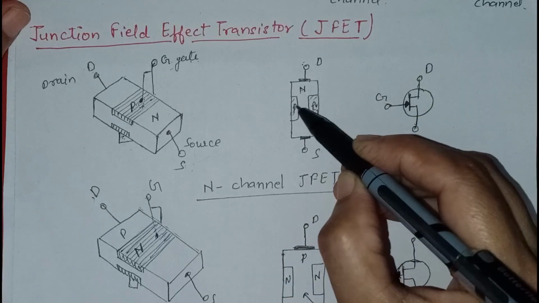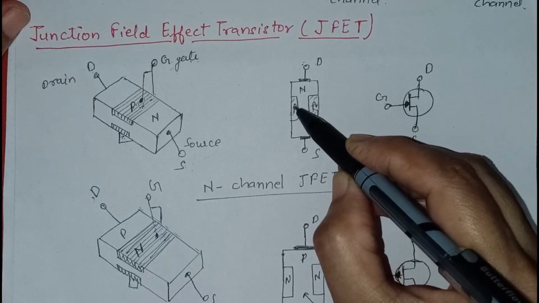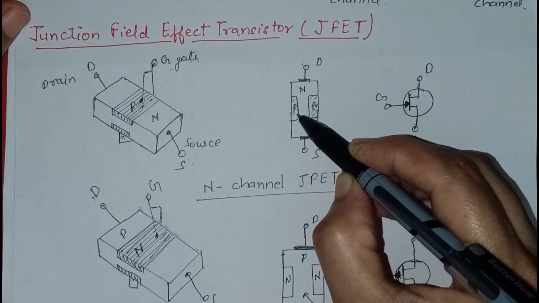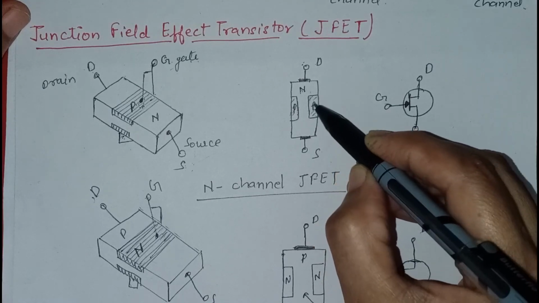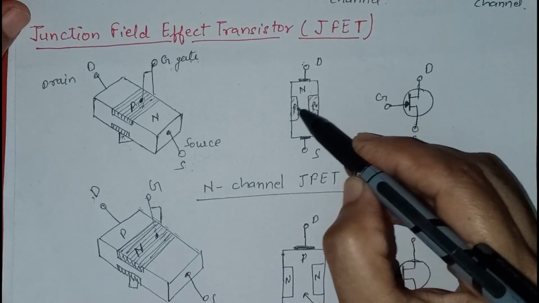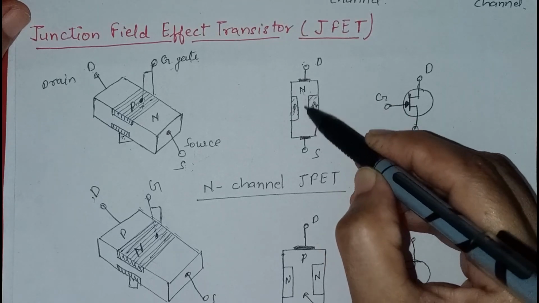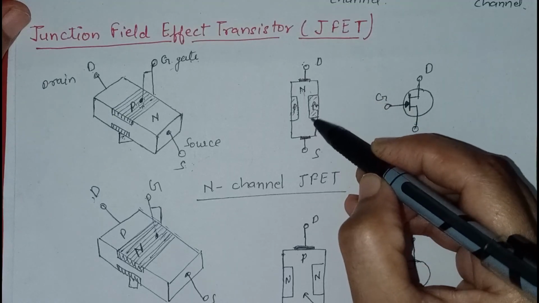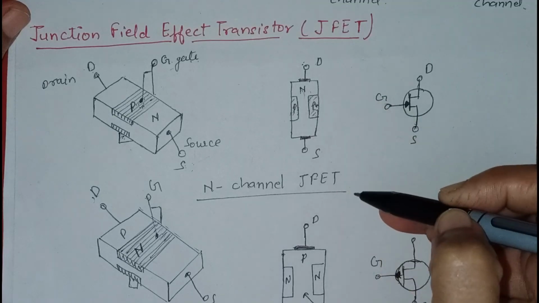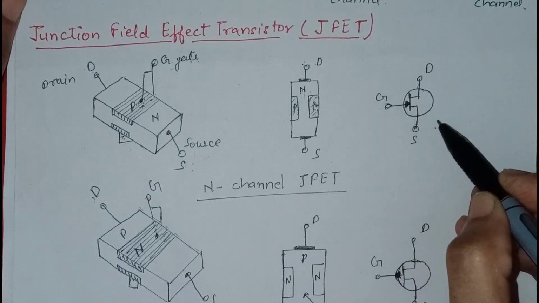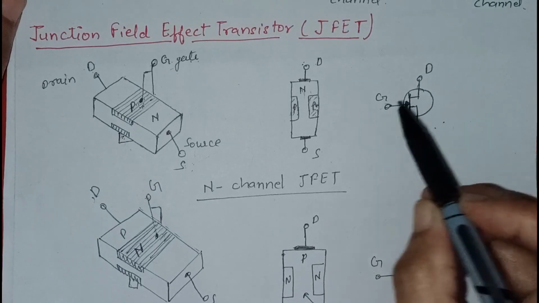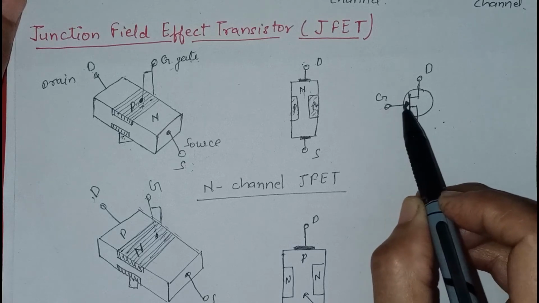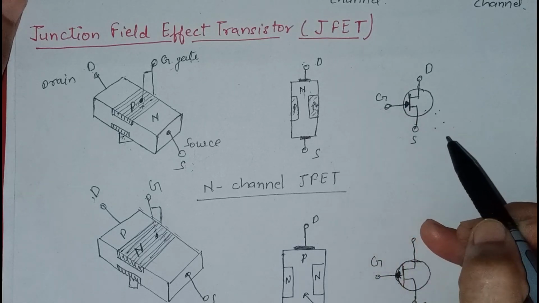Now we can see here there are two PN junctions. One is this PN junction, and the other is this PN junction. The region between these two diffusions is called the channel. Here this is an N channel because we are taking an N-type semiconductor bar. This is the symbol of the N-channel JFET. In the N-channel JFET, the arrow is going inside the circle.